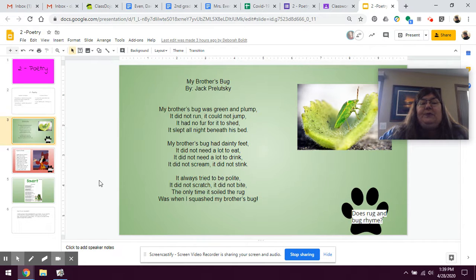My brother's bug was green and plump. It did not run, it could not jump. It had no fur for it to shed. It slept all night beneath his bed. My brother's bug had dainty feet. It did not need a lot to eat. It did not need a lot to drink. It did not scream. It did not stink. It always tried to be polite. It did not scratch. It did not bite. The only time it soiled the rug was when I squashed my brother's bug.